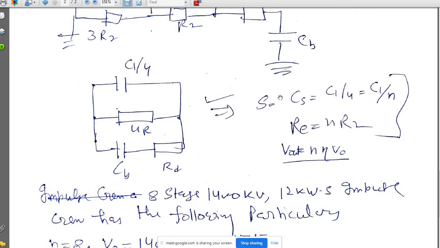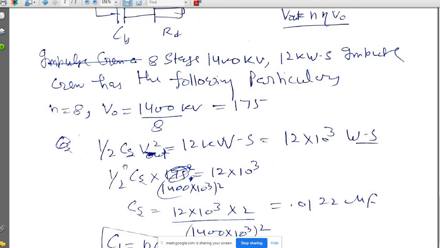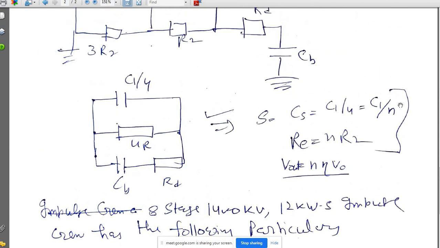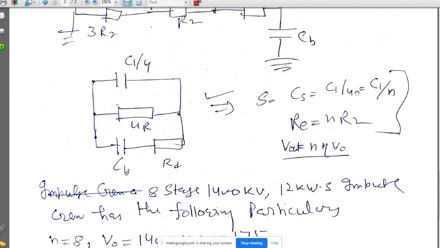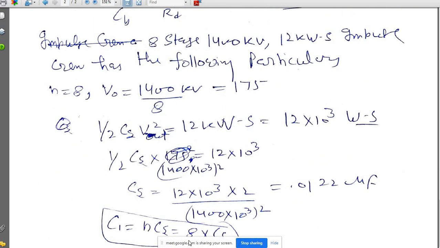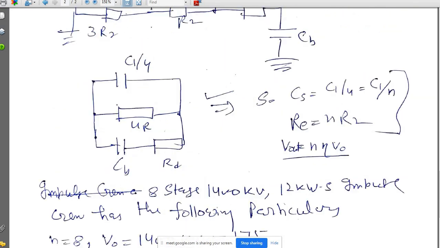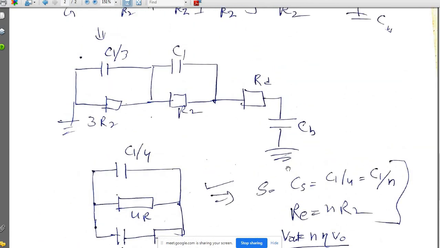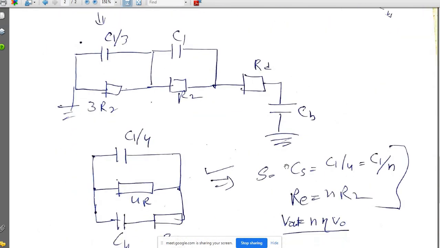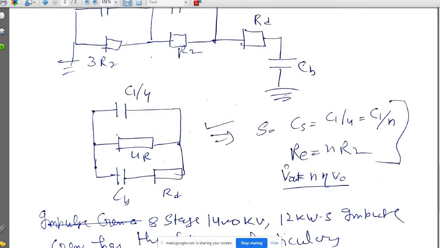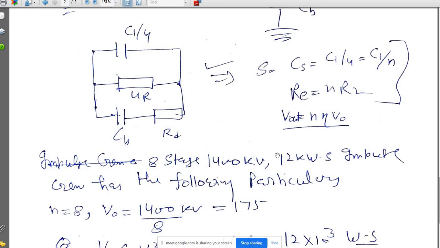From this CS, if we calculate the CS from this formula, half CS V output square, then from this formula CS is equal to C1 by N, you can calculate the C1 easily. C1 आपको यहाँ से देख लीजिए, C1 is equal to N into CS. So this is all about the multi-stage impulse generator, working principle of the multi-stage impulse generator, analysis of the multi-stage impulse generator, rating of this multi-stage impulse generator.